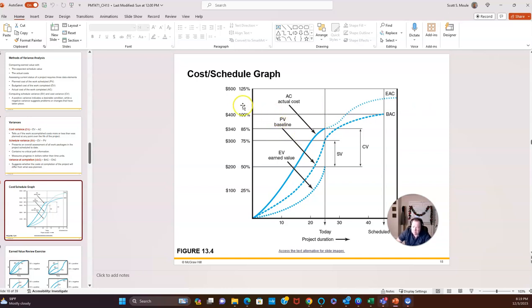Now, for a $500 project, it may not be a big deal. For a $500,000 project or a $500 million project, that's some big variance. So this is again just a way of taking a look: how am I running against my cost and my schedule? Am I above or below? Am I ahead of schedule or am I behind schedule?